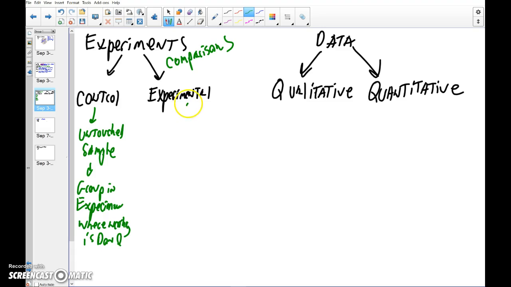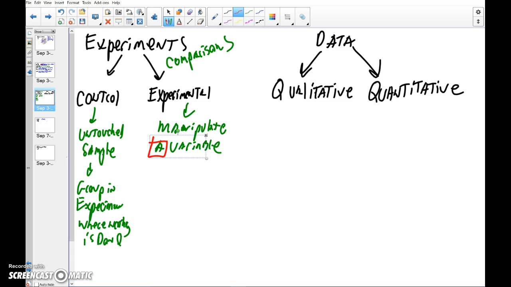Your experimental group is where you manipulate a variable. Now, this is important. A variable. You can never manipulate more than one variable in an experiment. Sometimes we call this the independent variable. You know, there's actually a couple other names we can reference it as.